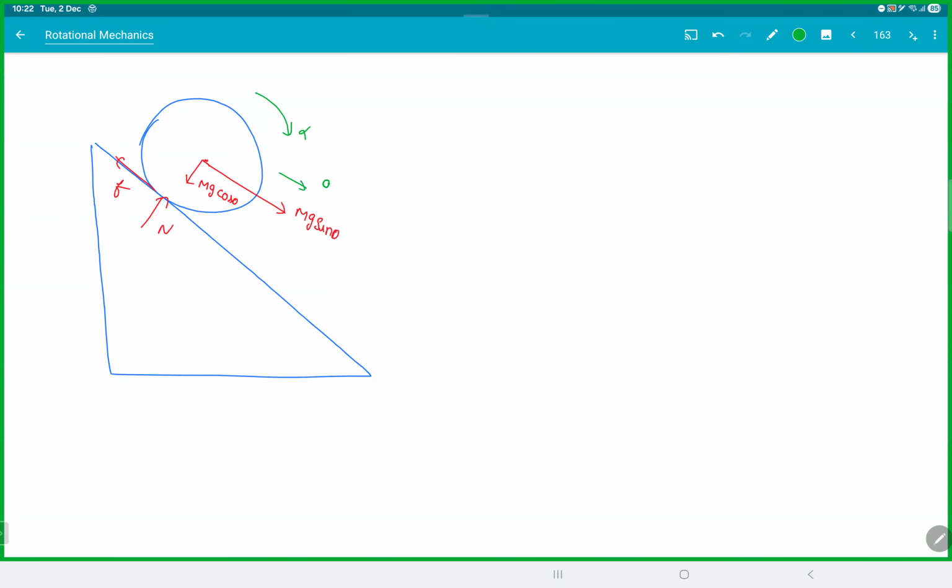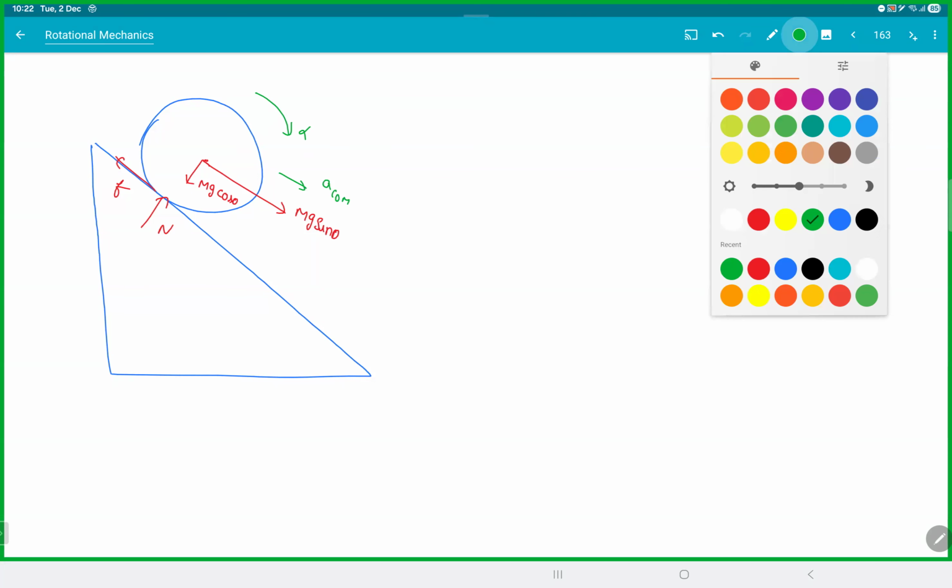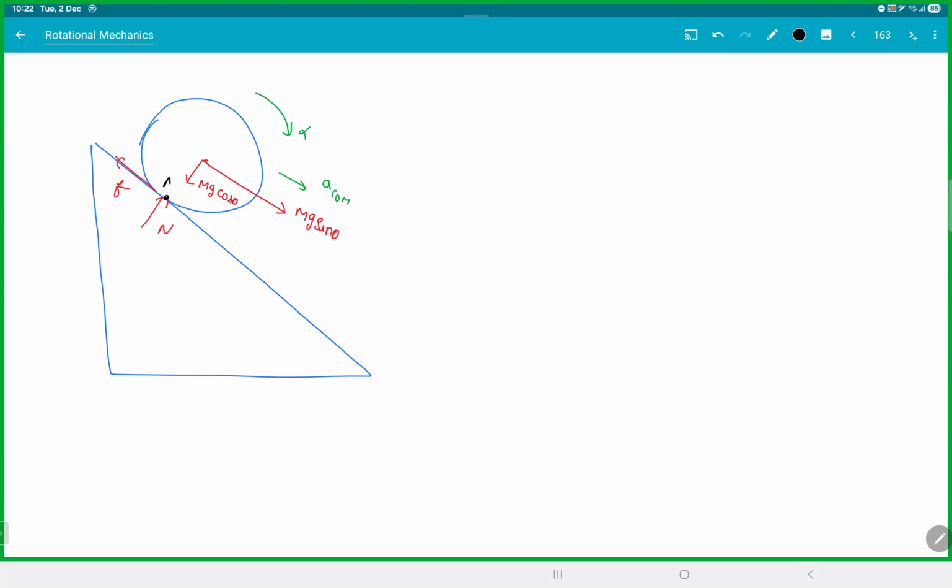Alpha, acceleration of the center of mass. Now, this point A is not moving because the ground is at rest. So I will take torque about A directly. Torque about A, there's only one force: torque mg sin theta into R. This is what I'm saying. If you take about A, you'll get the answer in one step.